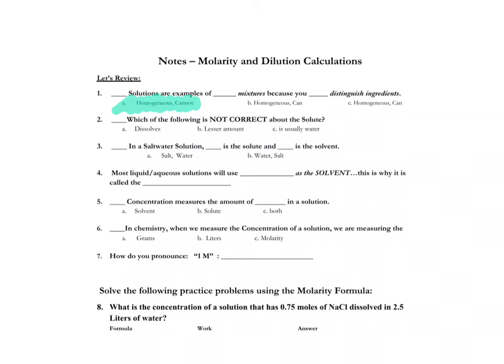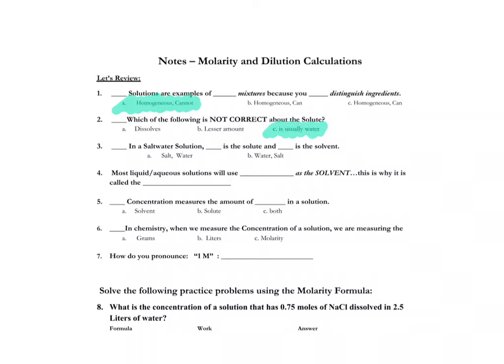Looking at number two, which of the following is not correct about a solute? Your answer choices say it dissolves, it's the lesser amount, or it's usually in water. Well, based off of the notes before, we know that a solute is typically the substance that dissolves in the water, if water is part of your solution. It's normally in the lesser amount of the two. Therefore, the one that is not correct here is C. The solute is not usually water. Typically, the solute is what dissolves into the water.